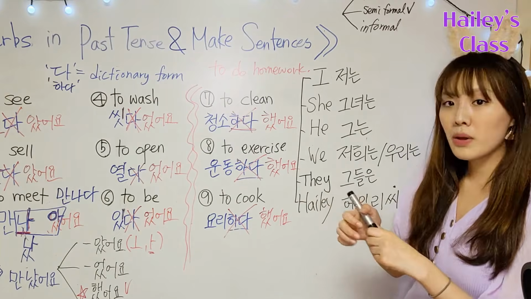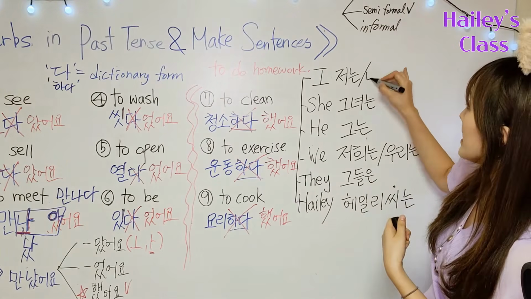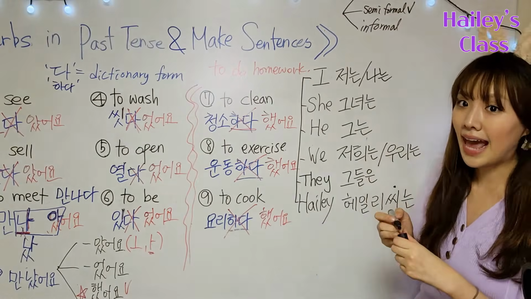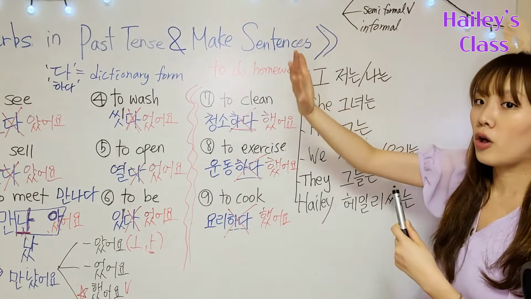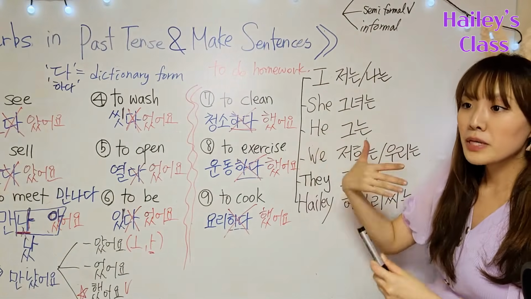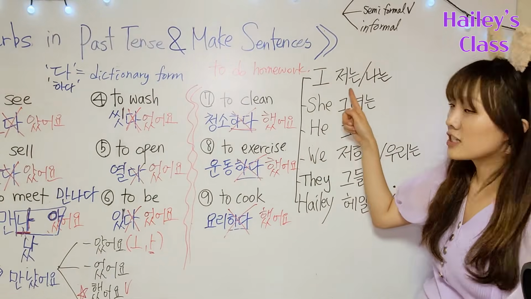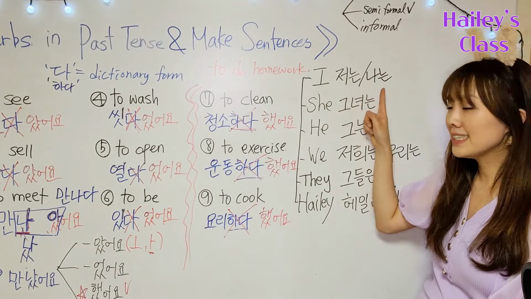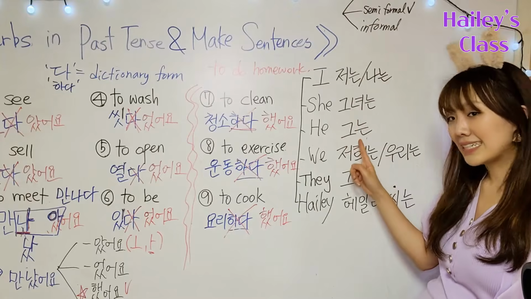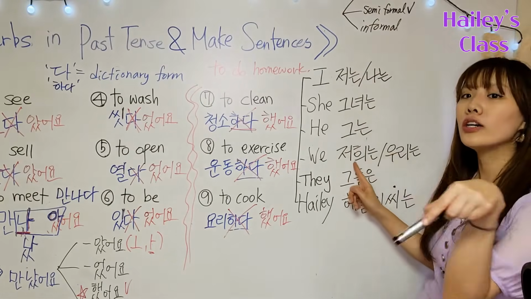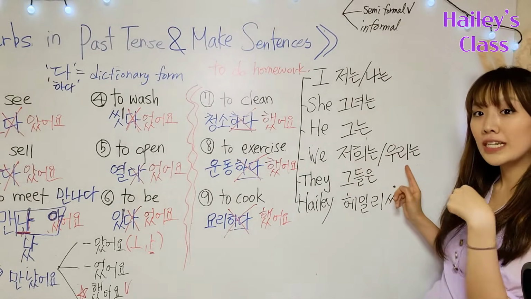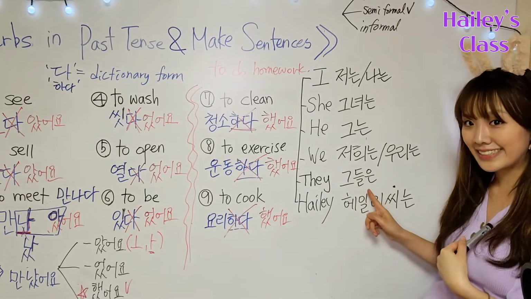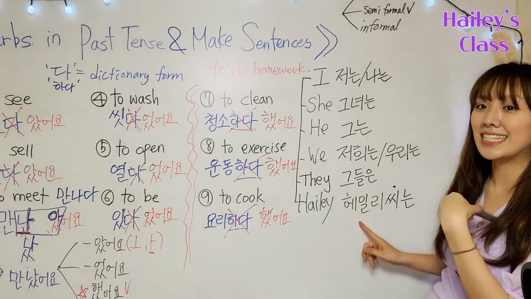Okay? So let's repeat one more time. 저는 or 나는, it's okay. 나는 is okay. But this one is formal. And this one is just between friends. Okay? So 저는, 나는, 그녀는, 그는, 저희는, 우리는, 그들은, Hailey 씨는.